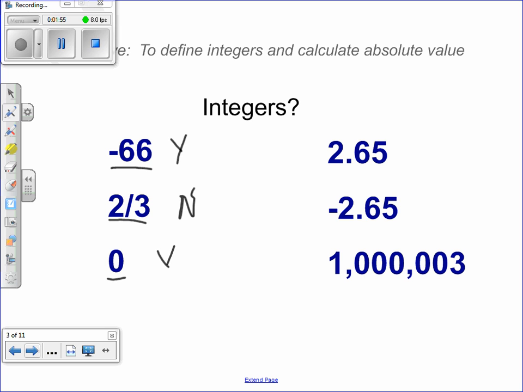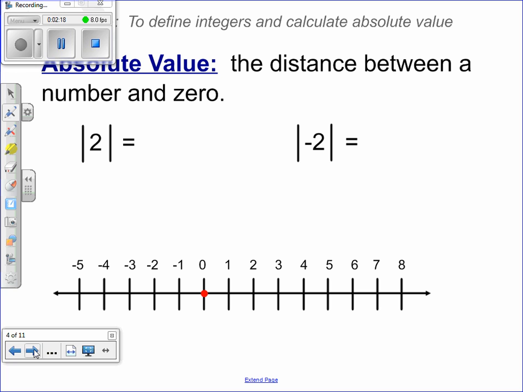All right, 0 is always an integer. 2 65/100 has a decimal part, so that is not an integer. Its opposite, -2 65/100, not an integer. And 1,000,003 is an integer, yes. It's a big number, but it does not have a fraction or a decimal part.